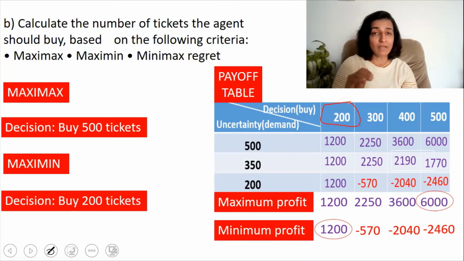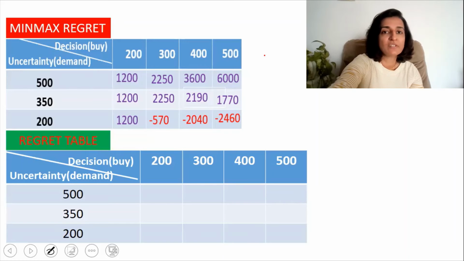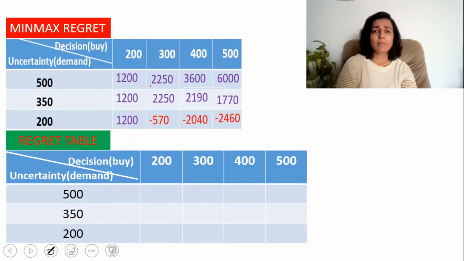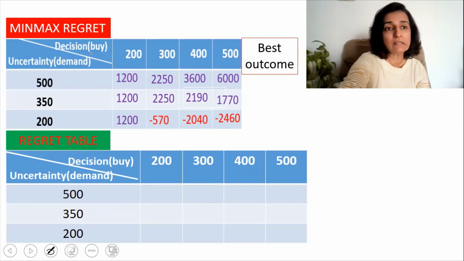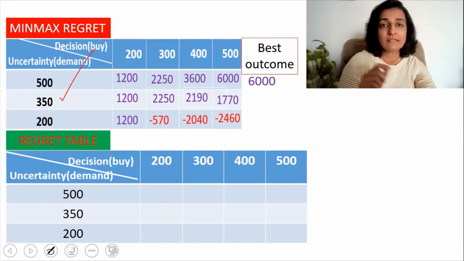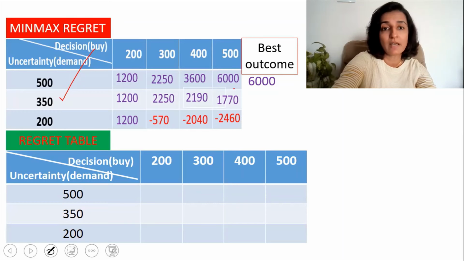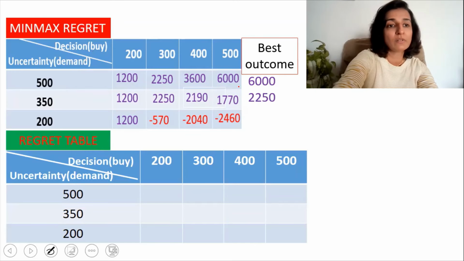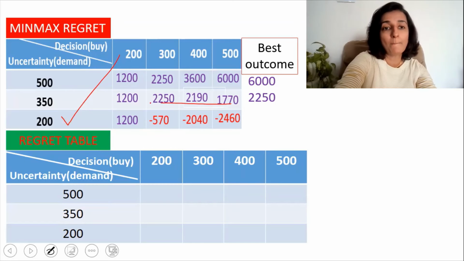So that was Maximin. Now going to the last approach, that is the Minimax regret. I have just copied the payoff table, and for Minimax regret, we have to construct the regret table. And how do we construct the regret table? We have to find out the best outcome of each uncertainty. So for the first uncertainty, that is when the demand is 500 tickets, what is the best outcome? It is 6,000. Now coming to the second uncertainty, that is when the demand is 350 tickets. What is the best outcome? It is 2250.